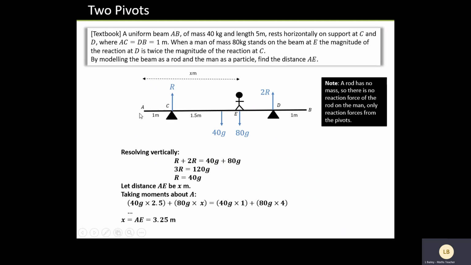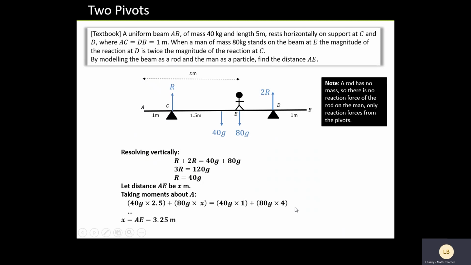So if we take moments from A, again, you can take moments from absolutely any point that you want, but because we're trying to find the distance from point A, it just makes life a little bit easier as we use that the point that we're taking moments from. So from A, I've got my reaction force 1 there, which is 40G, and that is at a distance of 1 meter. That's going anti-clockwise. I've got my reaction force of 2R, which is 80G, and that is a distance of 4 meters.